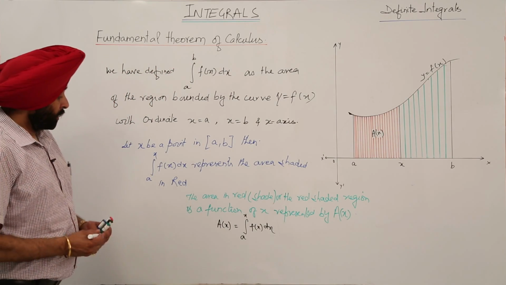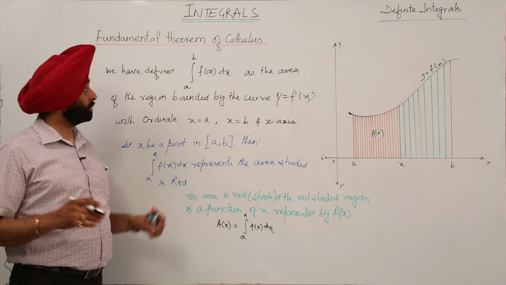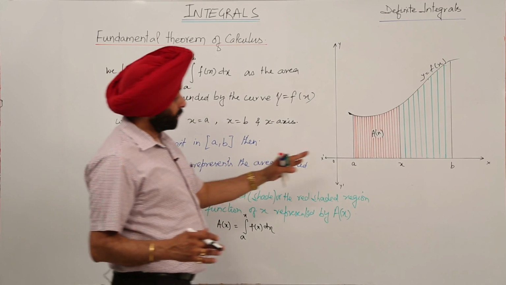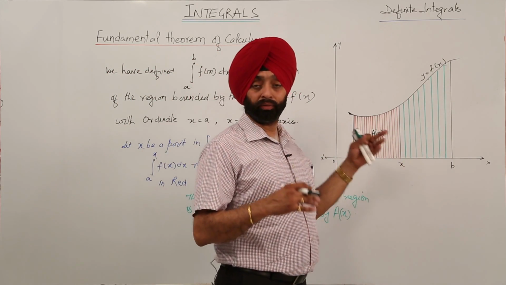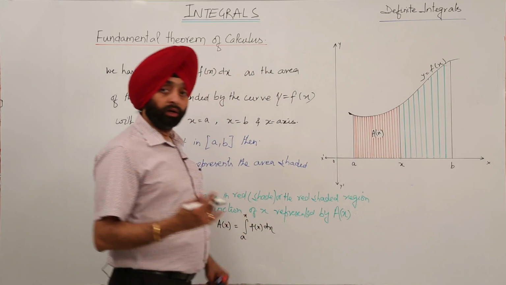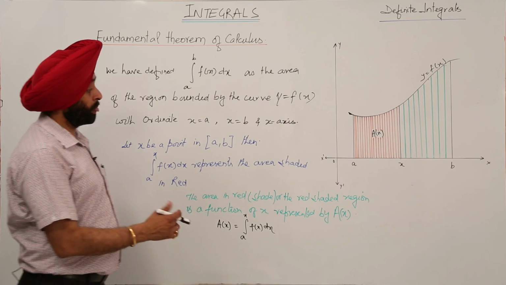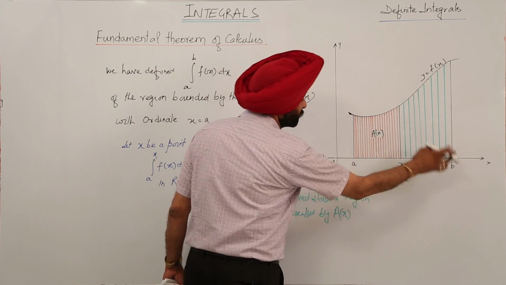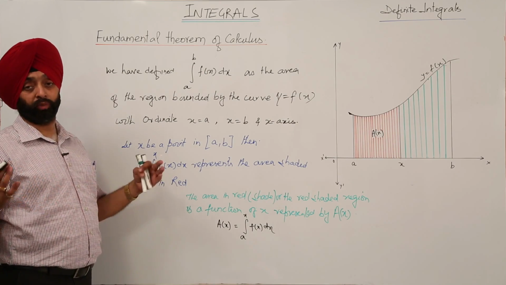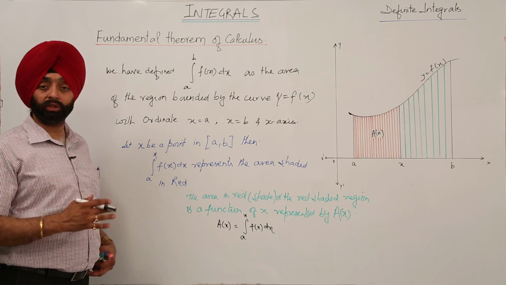Is it clear? So the first basic thing for the fundamental theorem of calculus was, if we have these types of graphs, how to find the area when ordinates are given: a to x and x to b. Now this should be very clear from what I have explained. Okay, now we will be going to the theorem parts.